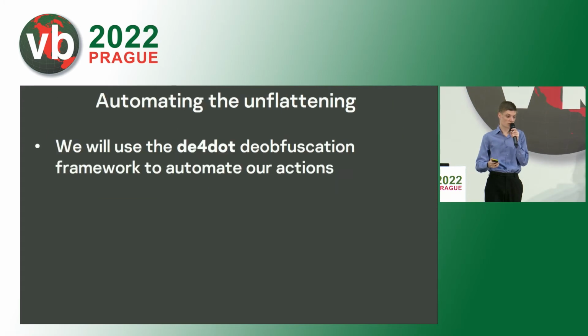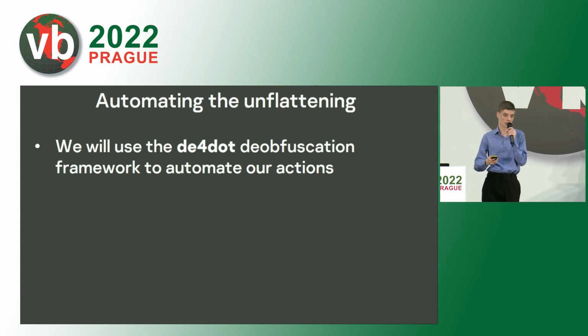So that's it for the strategy, and now let's see how we can automate the unflattening, how we can code the unflattener. To do that, we'll use de4dot. It's a command line utility. It's a popular command line utility used for deobfuscating .NET binaries. And you may have heard of de4dot when you were performing .NET malware analysis. You may have used it for unpacking .NET malware or for performing string decryption in .NET.